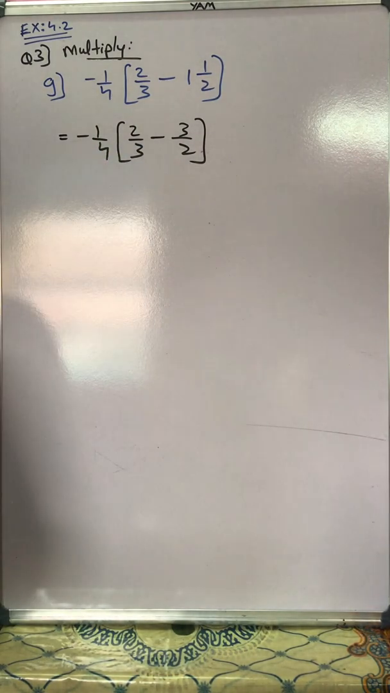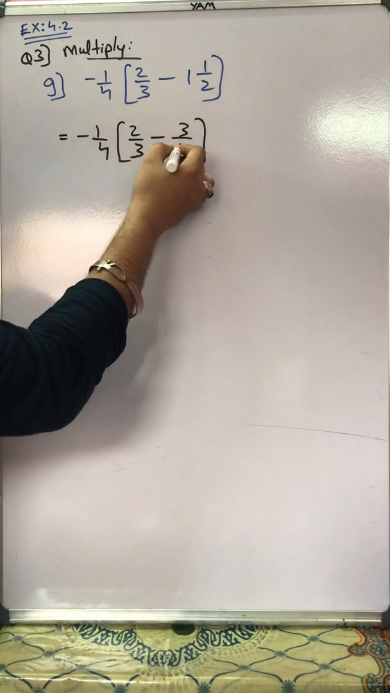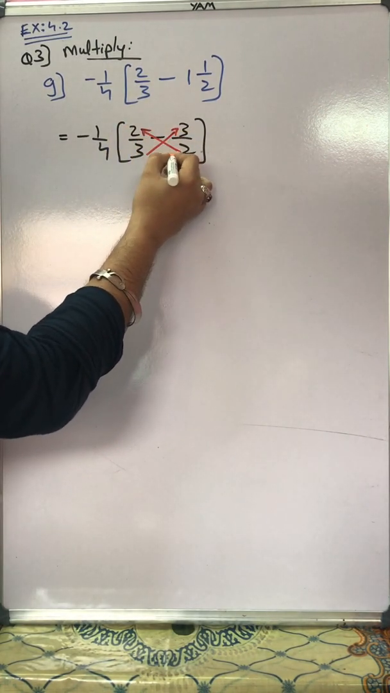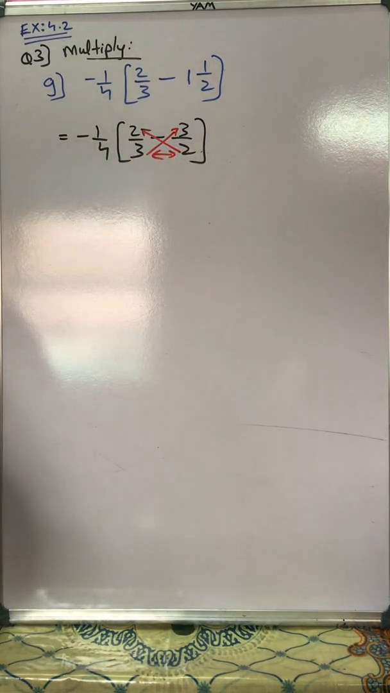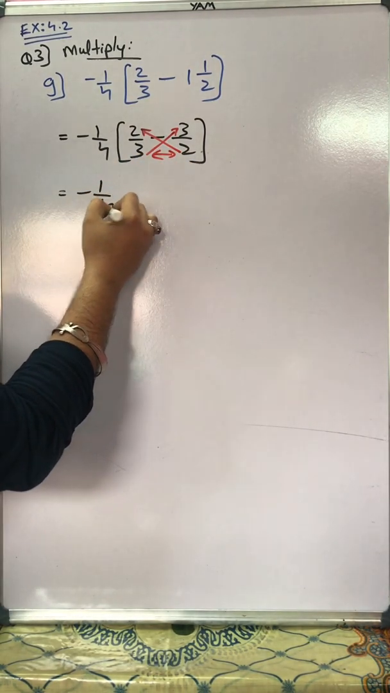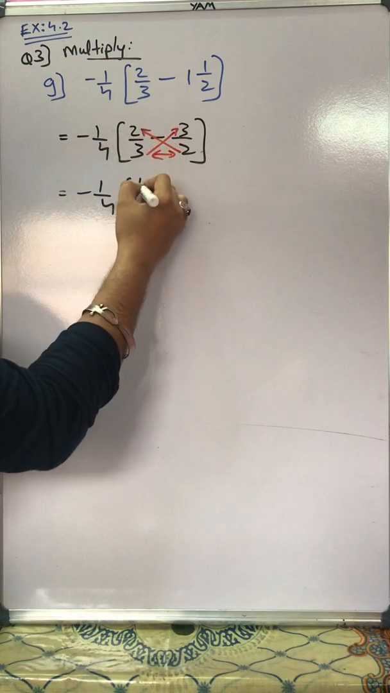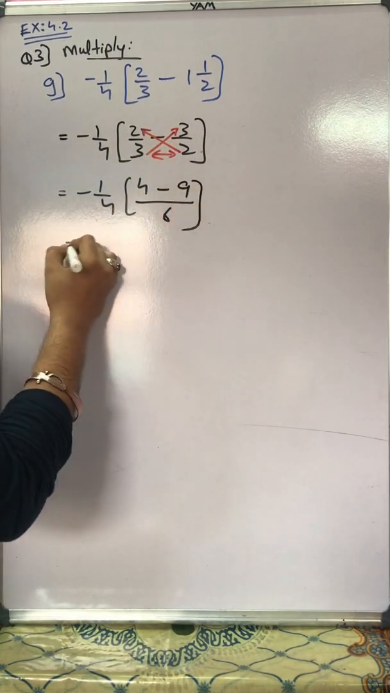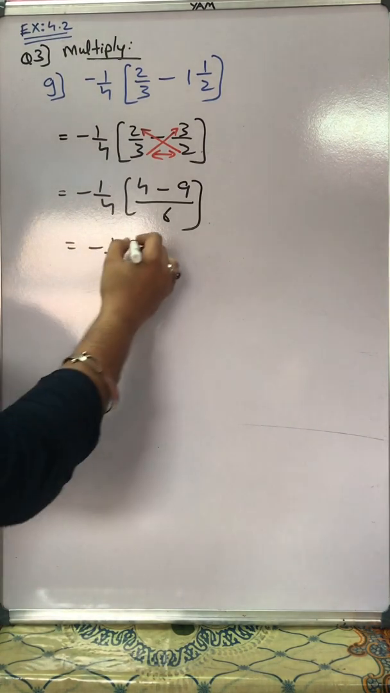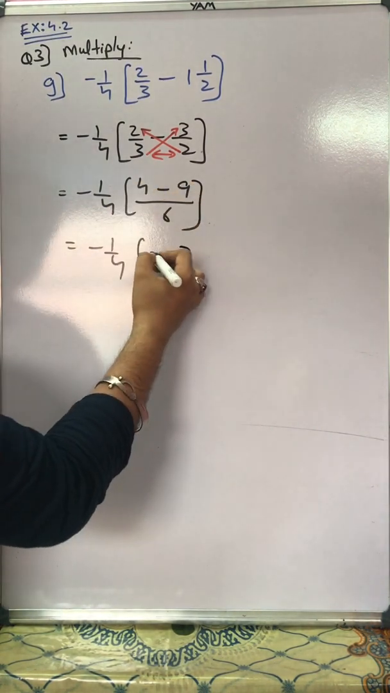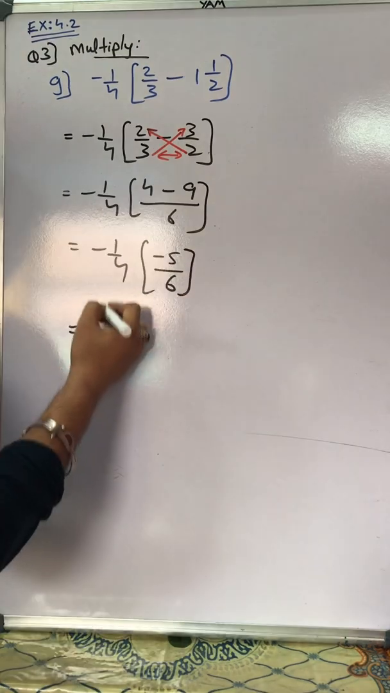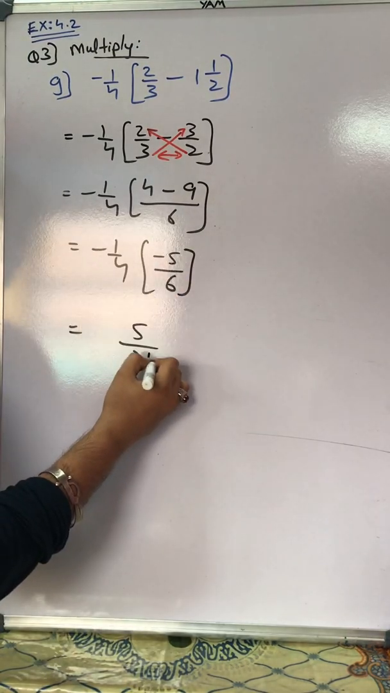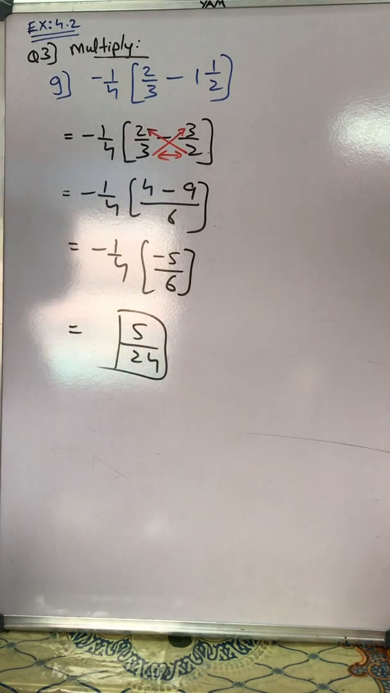Now old step: this 2 will be multiplied with this 2, 3 will be multiplied with this 3, a minus sign will remain in the numerator, and this 3 will be multiplied with this 2. So now it will be minus 1 upon 4, and now 2 twos become 4 minus 3 threes become 9, upon 3 twos become 6, is equal to minus 1 upon 4, and here I have 4 minus 9 which becomes minus 5 upon 6. Minus becomes plus. 5 ones are 5, 6 fours are 24. So the answer is 5 upon 24.